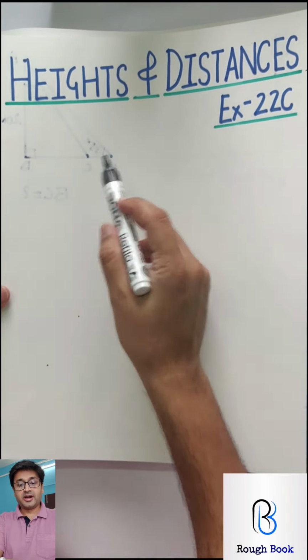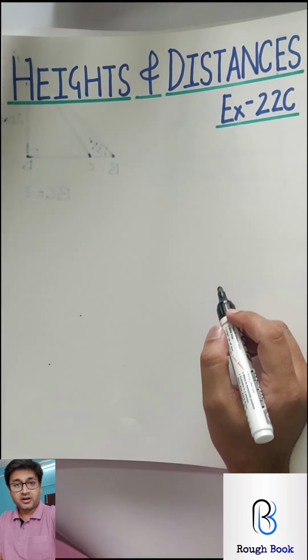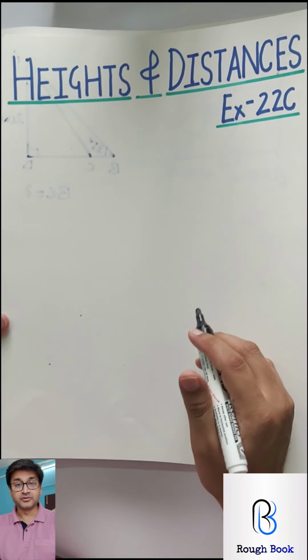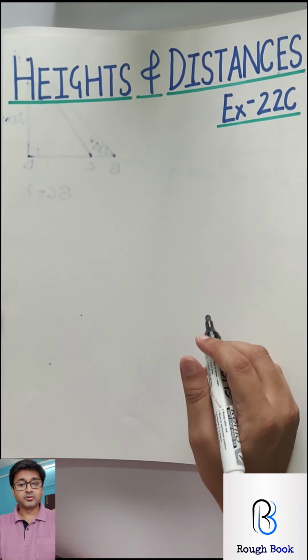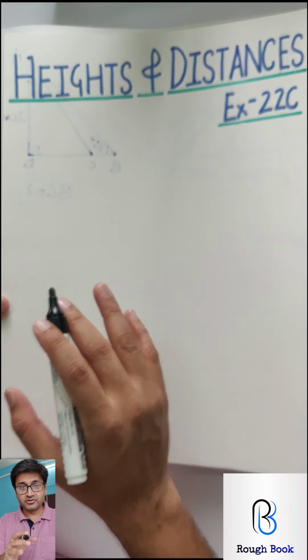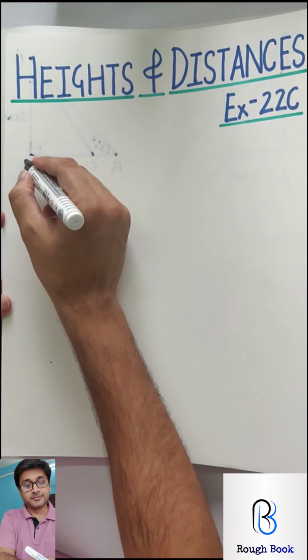Hi, we're getting into heights and distances, the last exercise, exercise 22C, and I'll try to make it as easy as possible so that at the end of this video you can say, yeah, this chapter was really simple. So here we go. We need to know the basic things which we've already been discussing in the other two videos. I'm repeating the same thing once again.